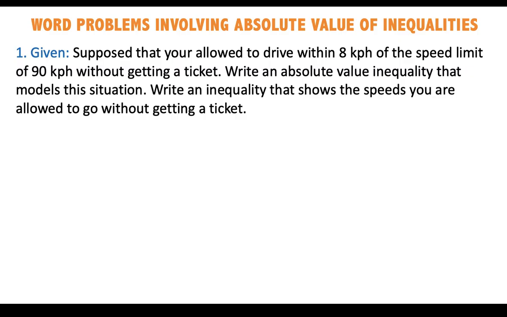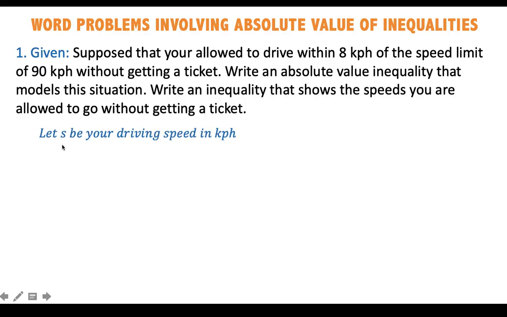Suppose that you are allowed to drive within 8 kilometers per hour of the speed limit of 90 kilometers per hour without getting a ticket. Write an absolute value inequality that models this situation. Then, write an inequality that shows the speeds that you are allowed to go without getting a ticket.